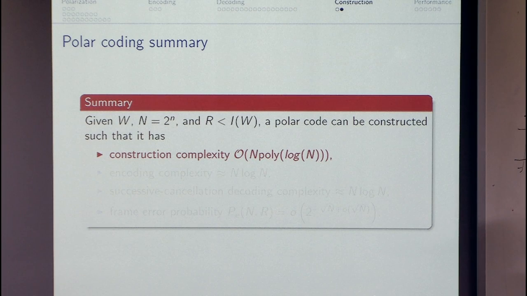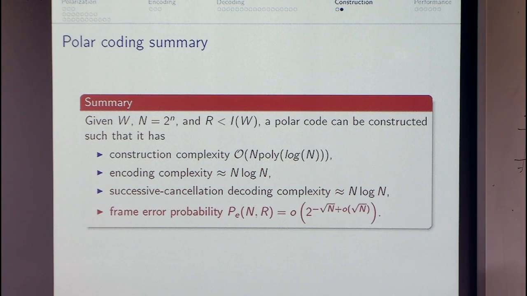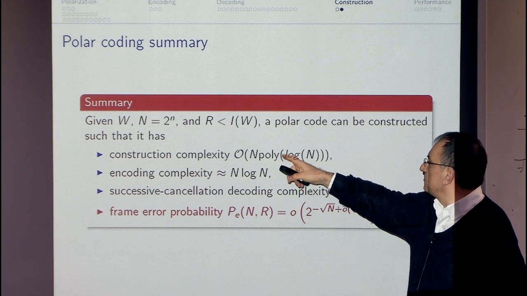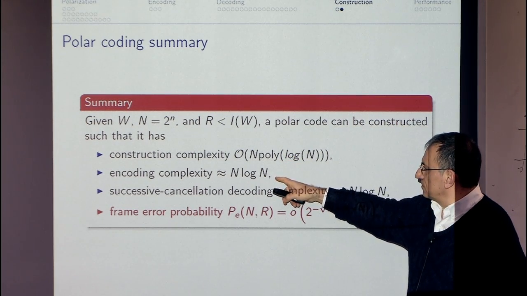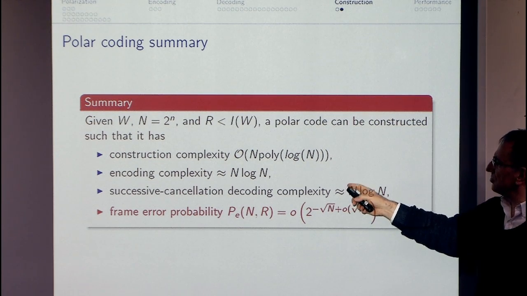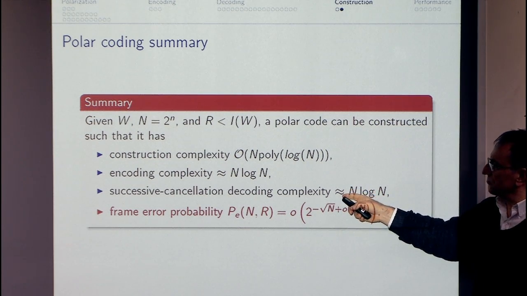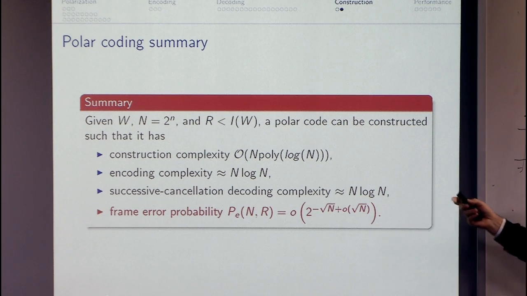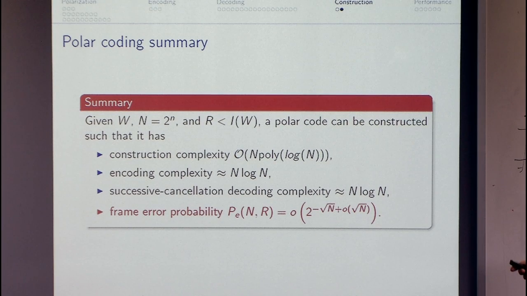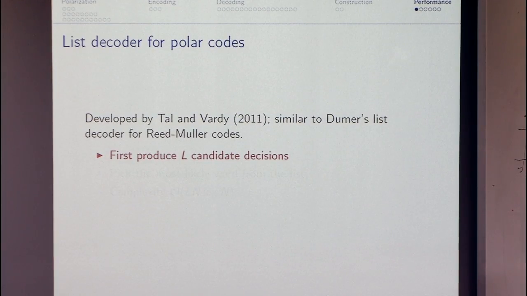So you have a code for which the construction complexity is almost linear. Encoding and decoding complexity are n log n, and there are no big constants in front of these. They are basically n log n. Okay, and then the frame error probability goes down exponentially.